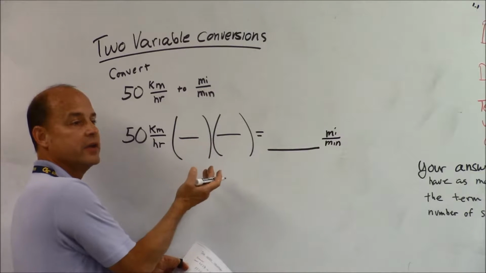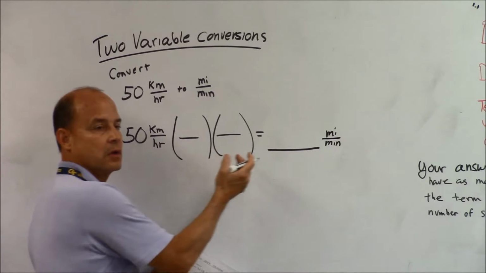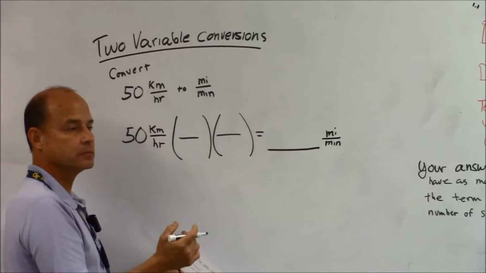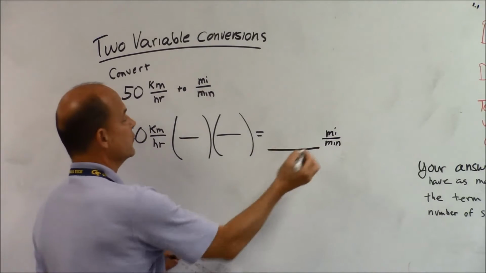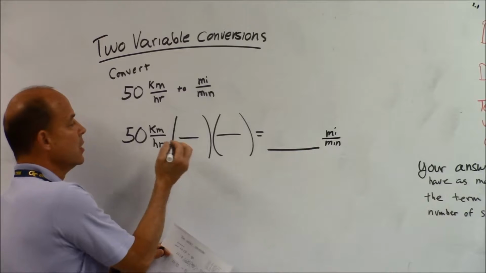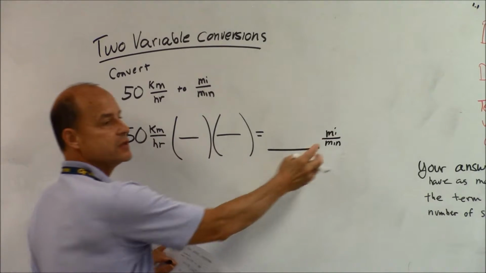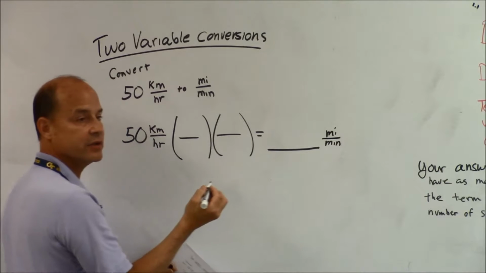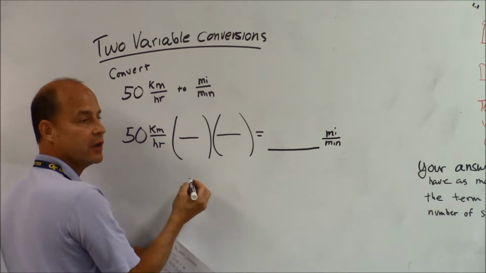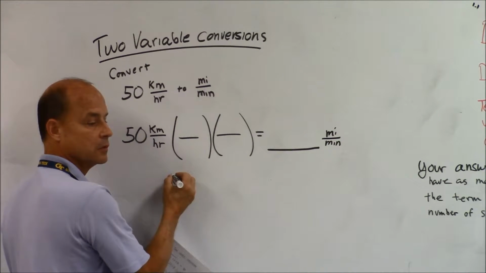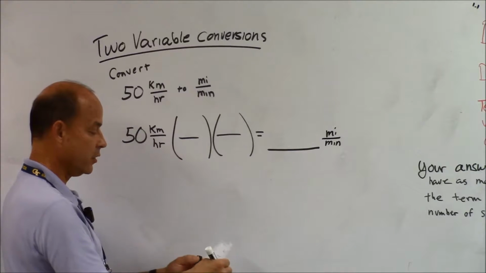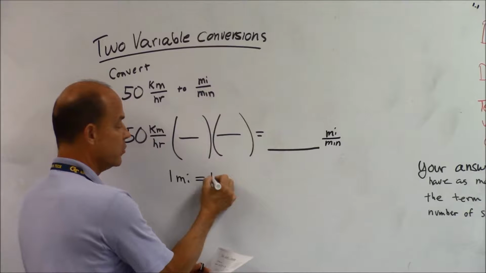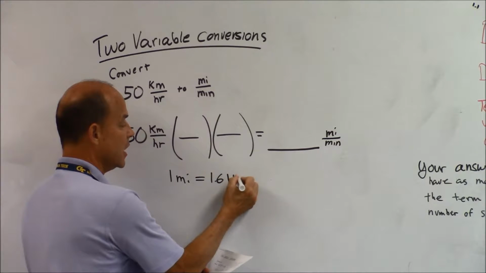You need to attack one of these variables first. So what do you want to go after? You want to go after the miles or you want to go after the minutes? The miles. Let's go after the miles. So we're going from kilometers to miles. Do we know how many kilometers there are in a mile or how many miles there are in a kilometer? I think we do. If we look on our sheet, in 1 mile there is 1.61 kilometers.